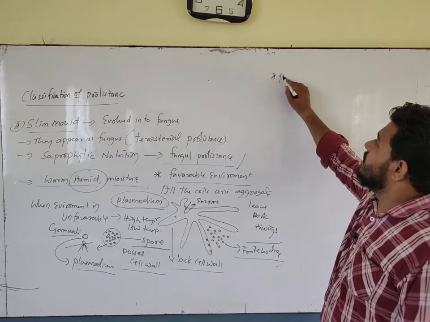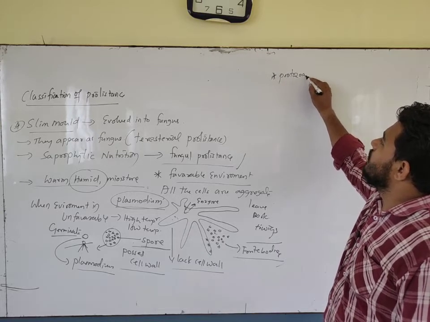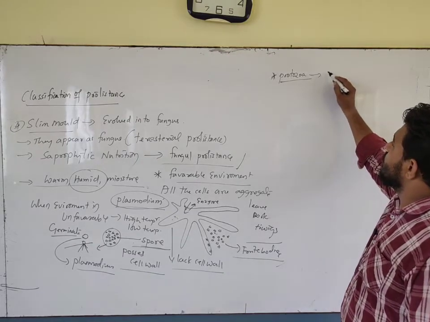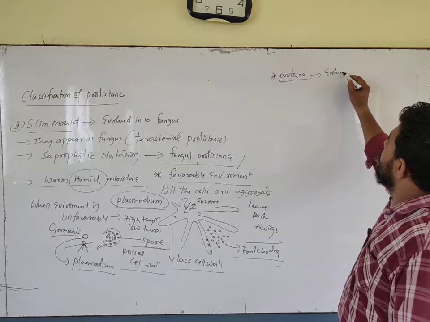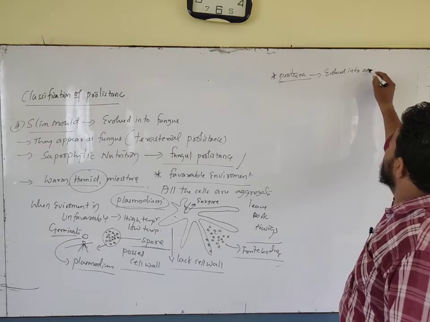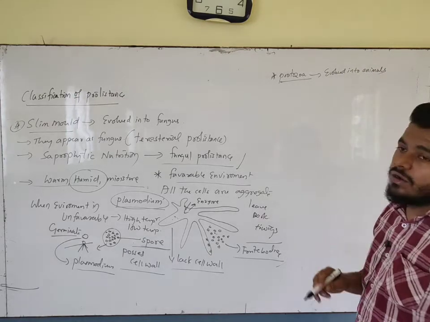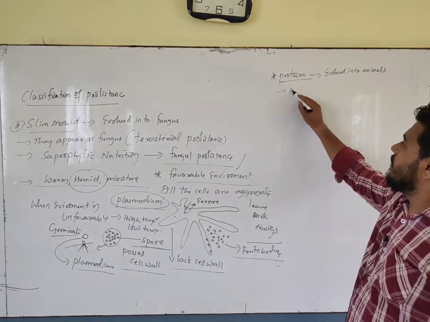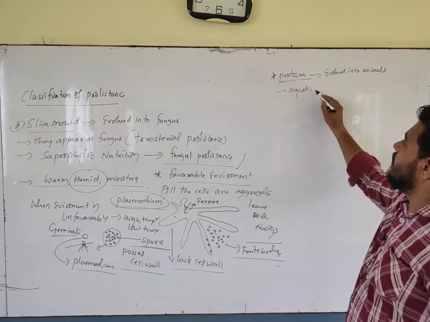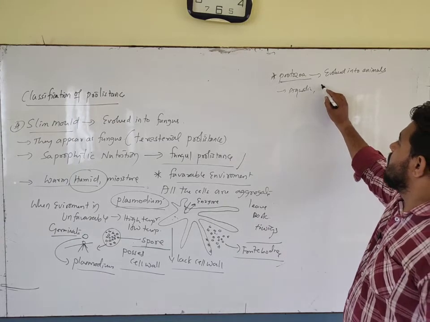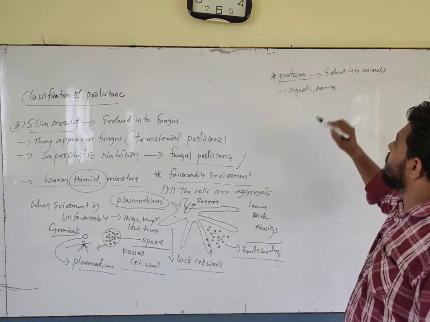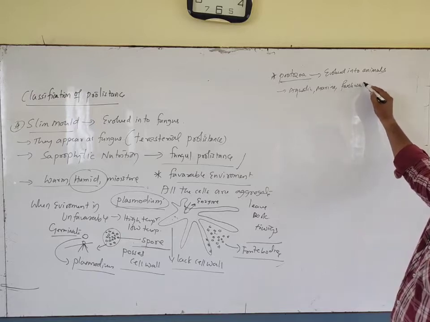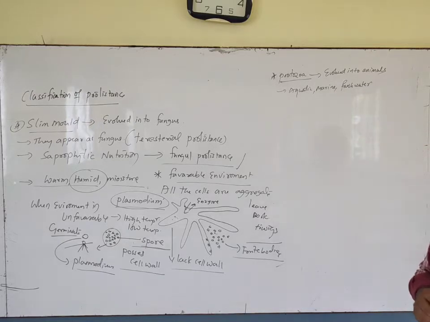So the last one is protozoa. Okay, so remember protozoa, some protozoans have evolved into animals. So they are called primitive animals. They are aquatic. They may be marine form, in the sea, or the majority are in fresh water.